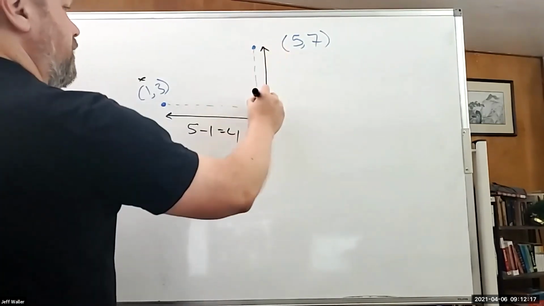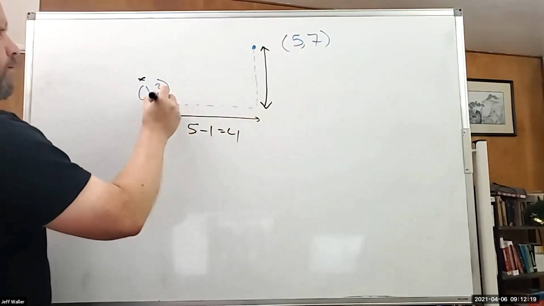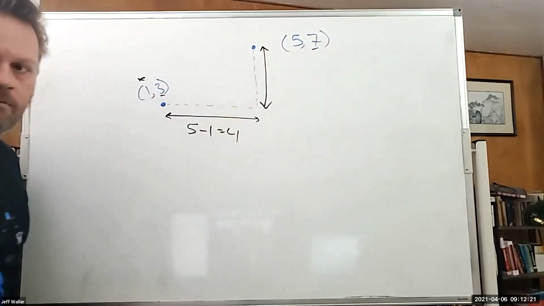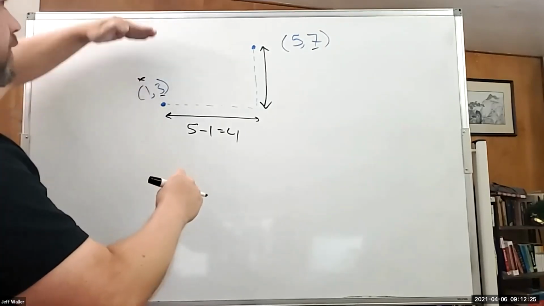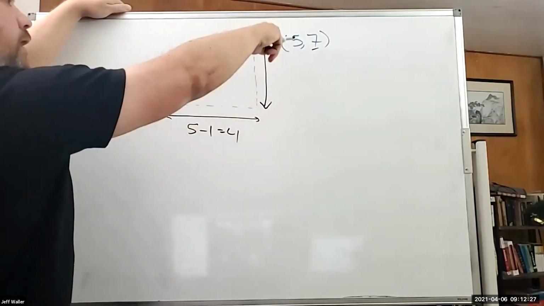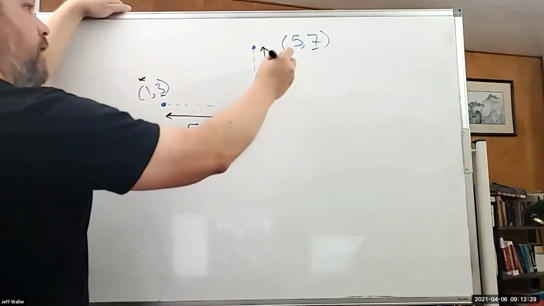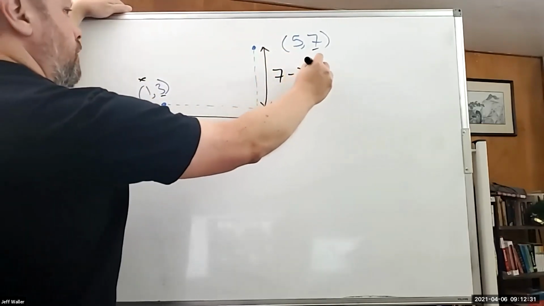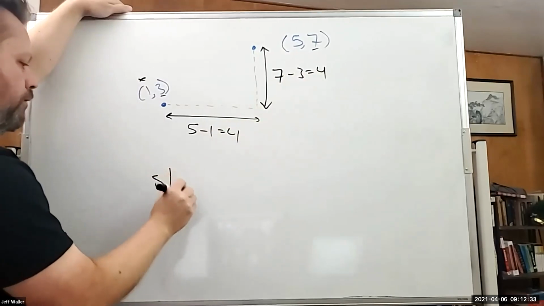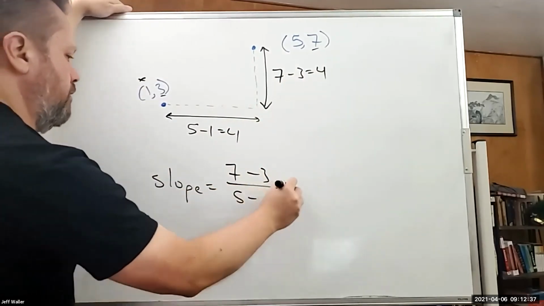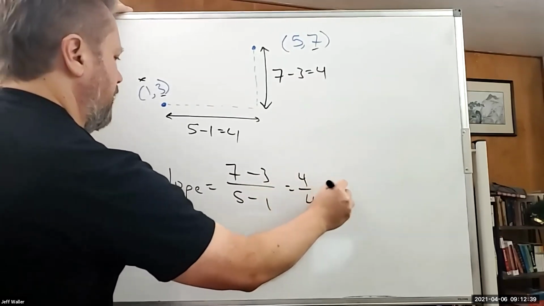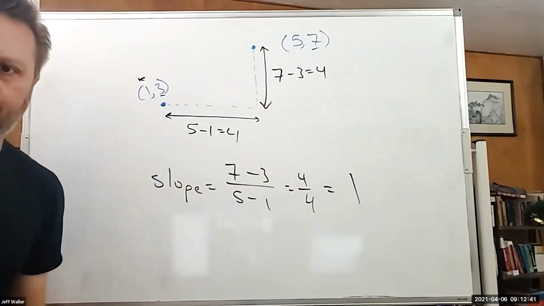Now I do the same thing, but I'm going to look at the other part of this, right? So it was at 3, now it's at 7. So how much did it rise? 4 again. So then the slope is going to be rise over run. So this guy's slope is 1.